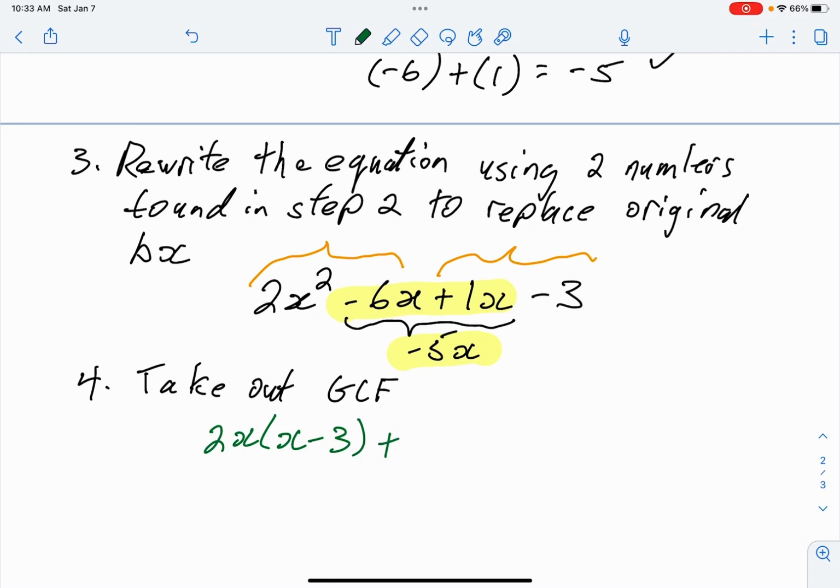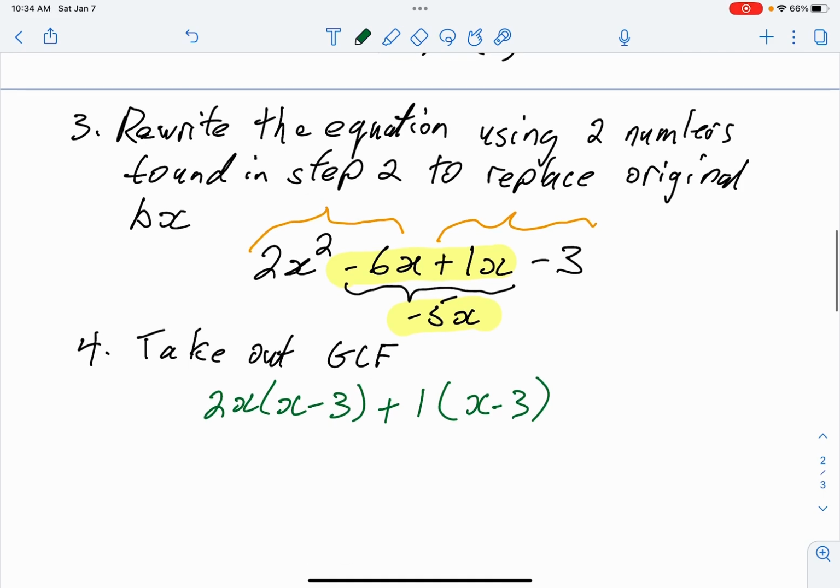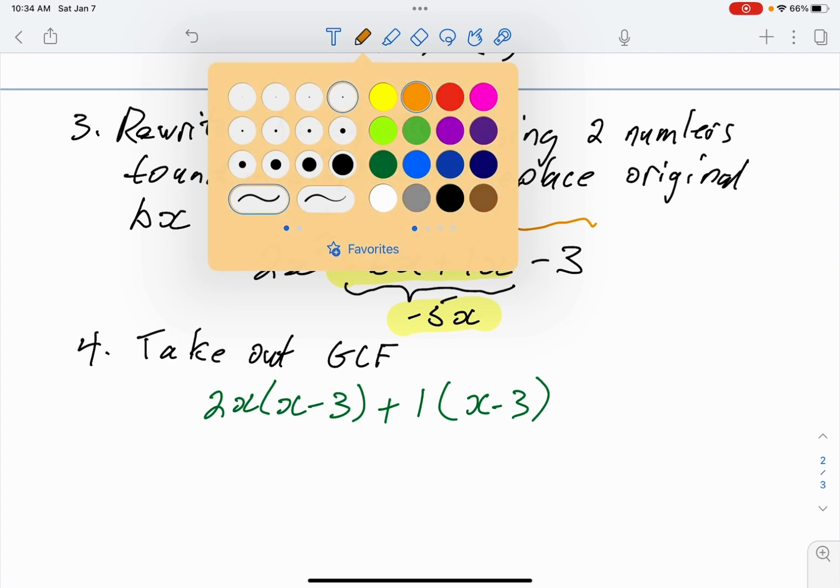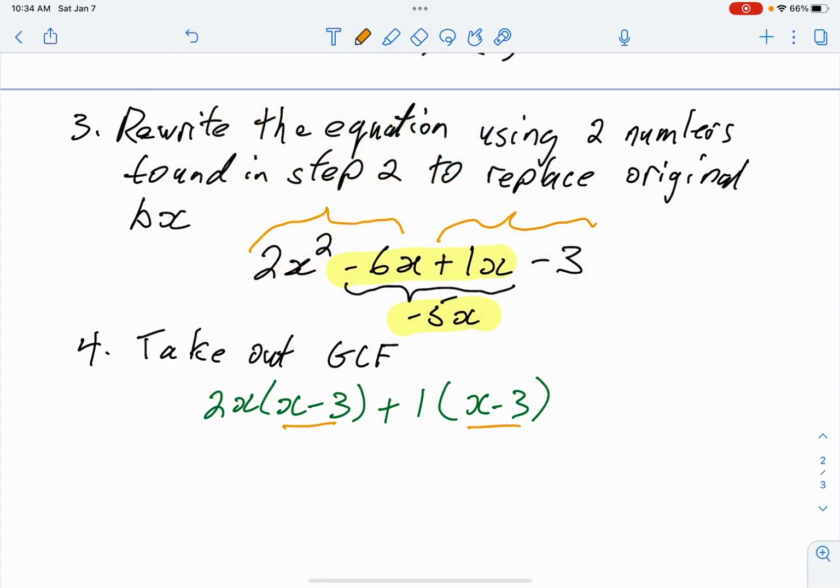What's common to both of these? Well, 1 is common to both of these. So plus 1 and x. Sorry, that was supposed to be x minus 3. Okay, so what's common to both of these now is I have this factor of x minus 3 and x minus 3. And we can now take these two terms and pull those out in step number 5. It's going to be our last step.